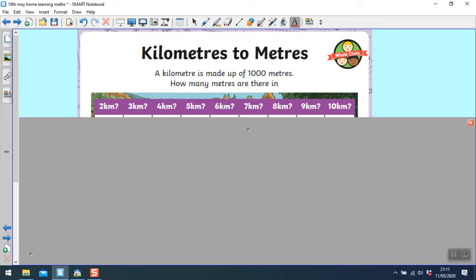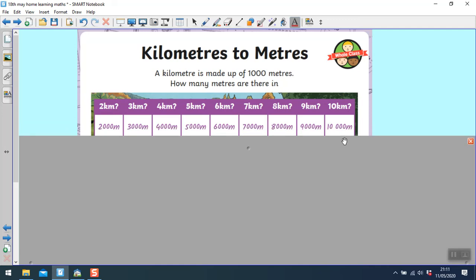6 kilometres is 6,000 metres. 7 kilometres is 7,000 metres. 8 kilometres is 8,000 metres. 9 kilometres is 9,000 metres. And 10 kilometres is 10,000 metres. Just like this.